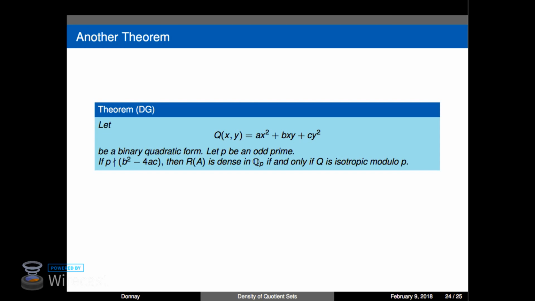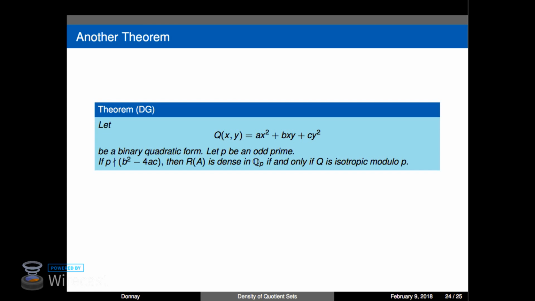So here's a theorem that we were able to prove this semester. And it says, given a binary quadratic form and an odd prime, so a prime that's not 2, then if p doesn't divide b squared minus 4ac, the quotient set will be dense in the p-adics if and only if Q is isotropic modulo p. Now that's a lot to take in at one moment, so let's break it down a little bit. We have a function, Q of xy, it's spitting out whole numbers, and then we turn those whole numbers into fractions.